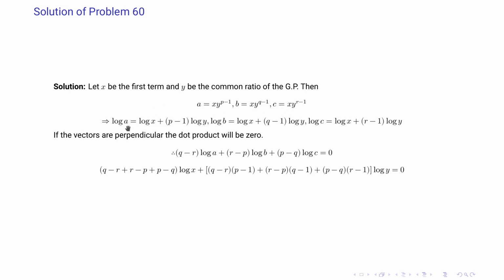So we have log a is equal to log x plus p minus 1 into log y, log b is equal to log x plus q minus 1 into log y, log c is equal to log x plus r minus 1 into log y. Now the vectors will be perpendicular if the dot product is 0. So we write the dot product here, which is q minus r into log a plus r minus p into log b plus p minus q into log c is equal to 0. Once we have this equation, we substitute the values of log a, log b, log c from here, and you solve this equation and you'll find out that it is 0.